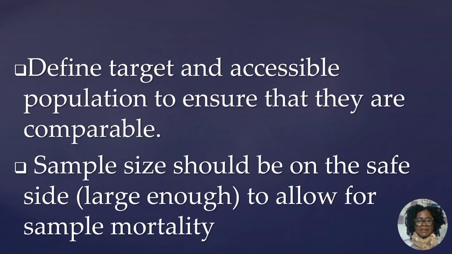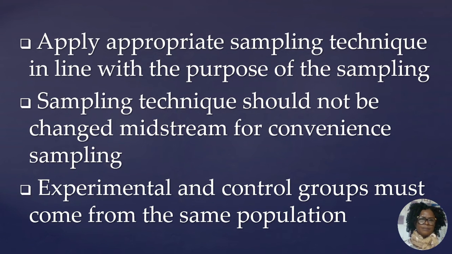If you do not consider this ab initio, the implication is you choose a small sample size and started, and you have this sample mortality. At the end, you have a smaller size that will not be justifiable for you to use in the study.